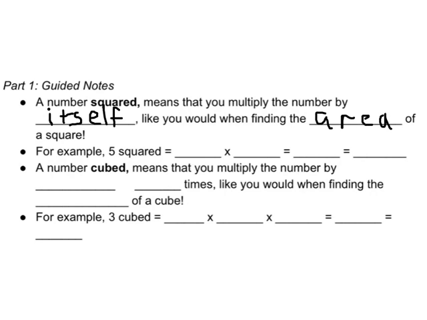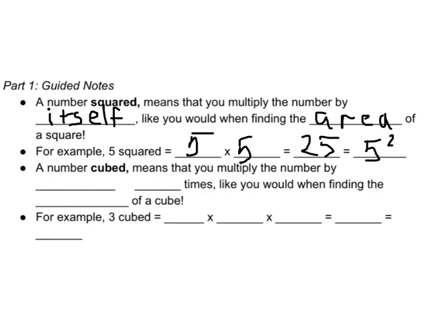Next bullet point, for example, 5 squared equals what times what? 5 squared equals 5 times 5. What's another way that we can write that? We can write that as 25, or how else can we write it? As 5 to the second power.